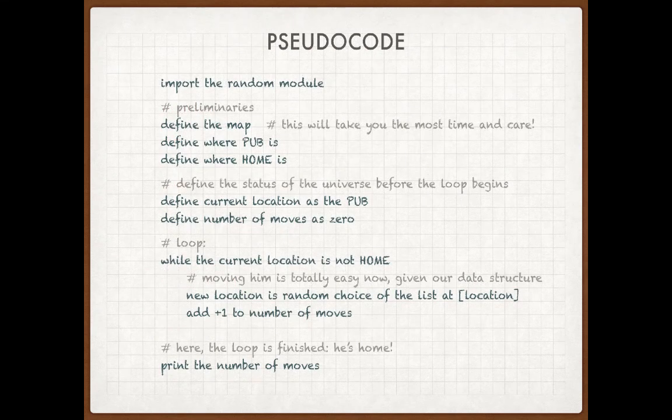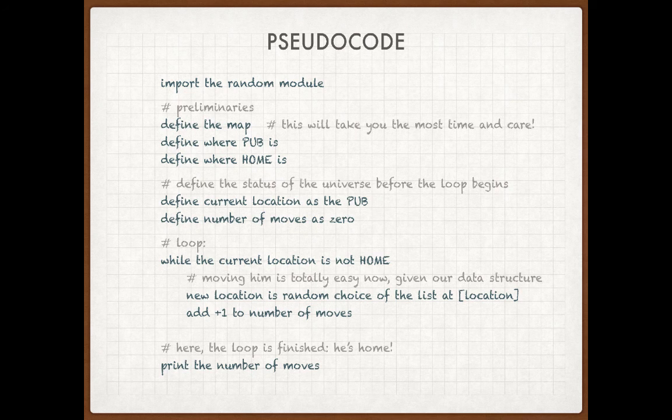So here's my pseudocode. Up at the top, I'm going to import the random module, and then I'm going to do a couple of preliminaries. I'm going to have to define that map, and again, this is the part that will take you the most time and care. You're going to have to sit down and track out manually where the guy is allowed to go given any square. That's going to be a big list, or a big dictionary, but figuring that out is going to be the thing that takes you the most time here.